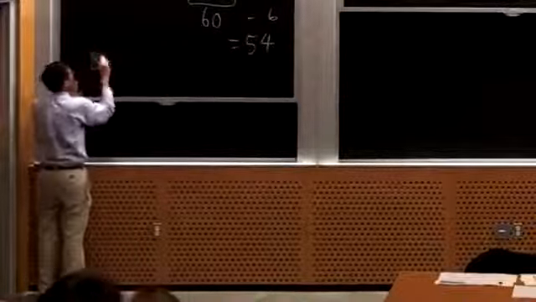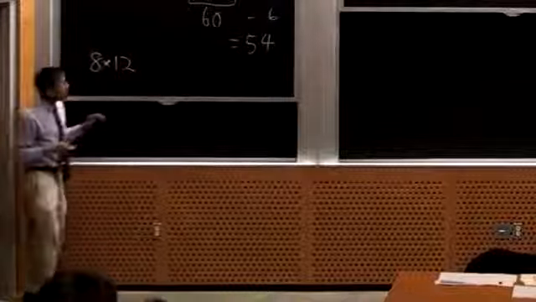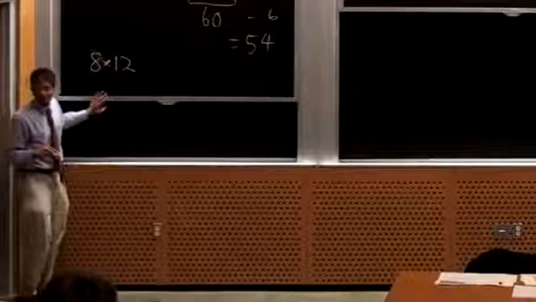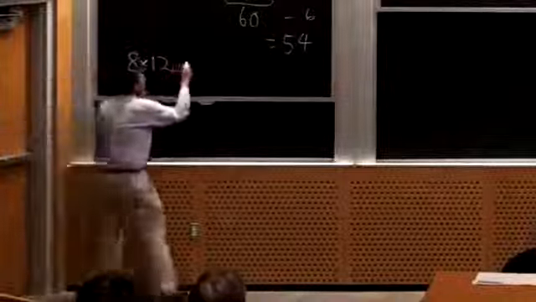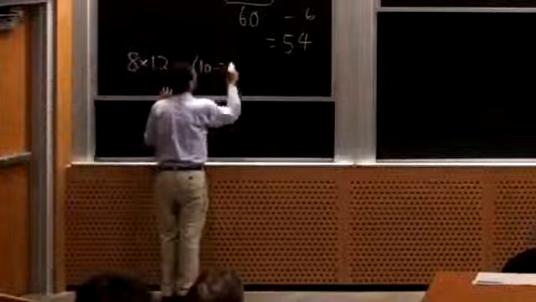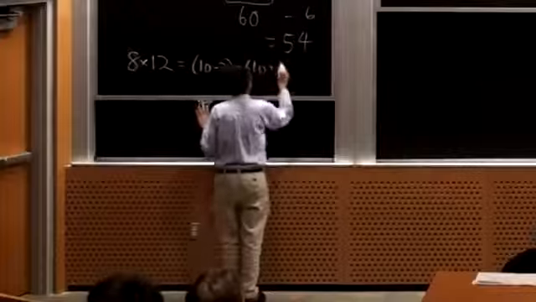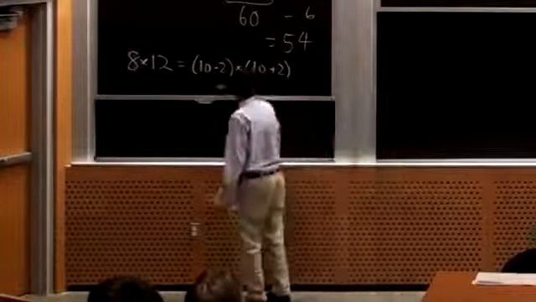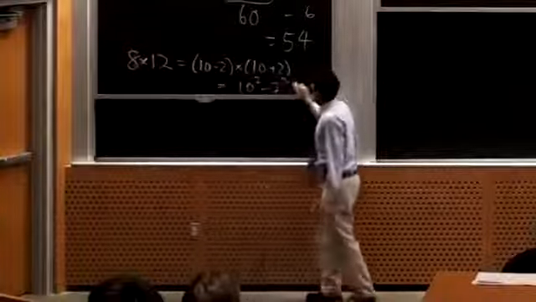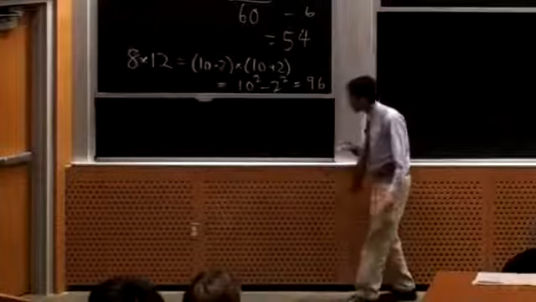Let's see. From the 12 times table, 8 times 12. Now, should you memorize that as 96? No. You should write that as 10 minus 2 times 10 plus 2, so that's equal to 10 squared minus 2 squared equals 96.